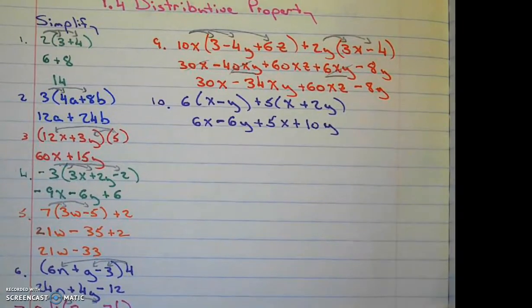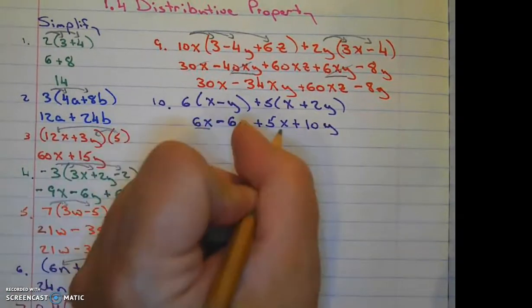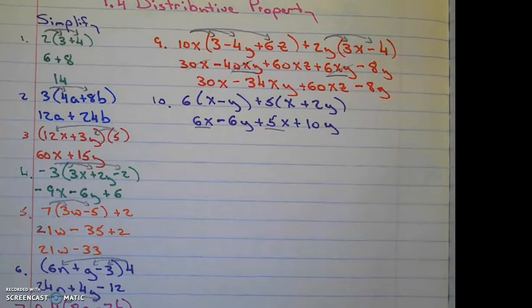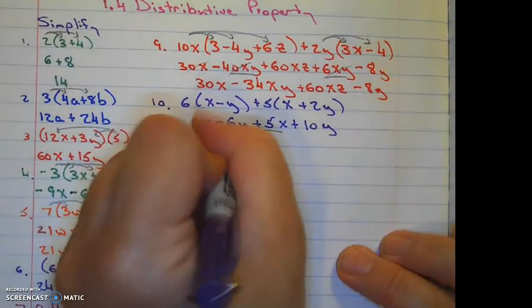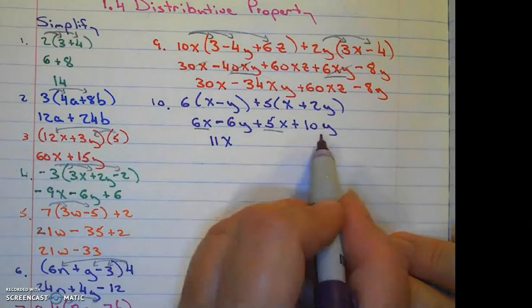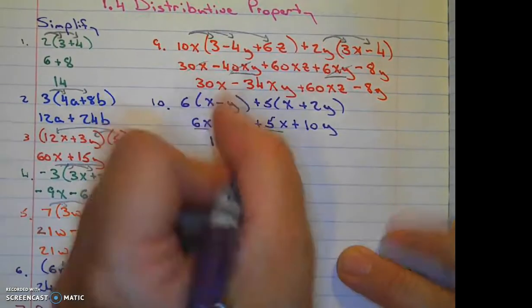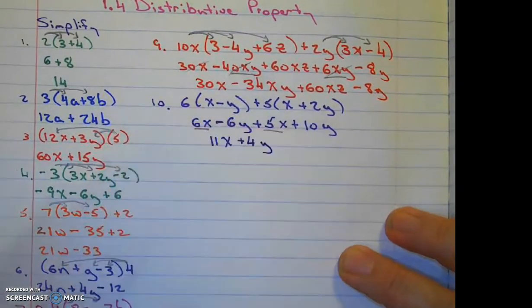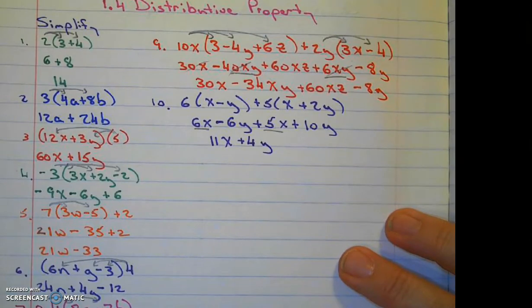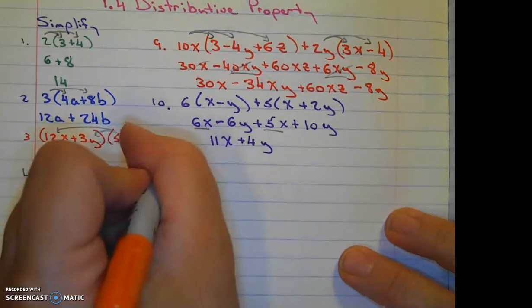Then we do whatever combining we have. Got some x's here. 6x plus 5x is 11x. And then I have a negative 6y plus 10y. That will give me a plus 4y. Let's take a look at number 11.